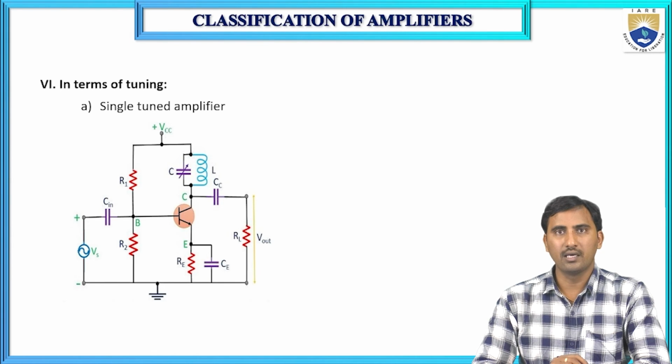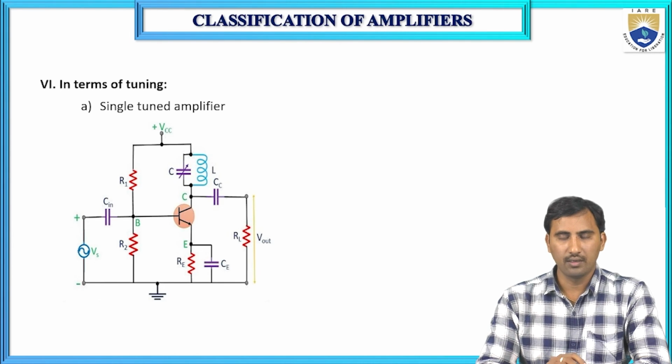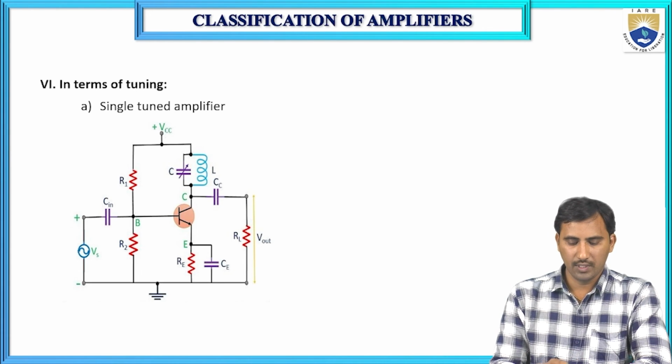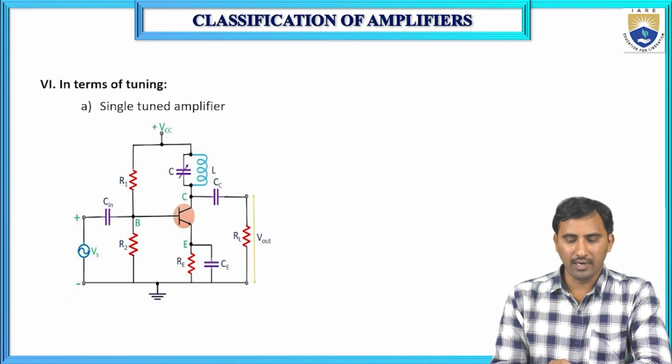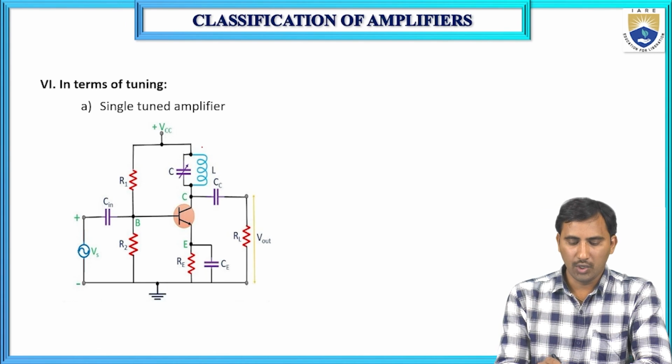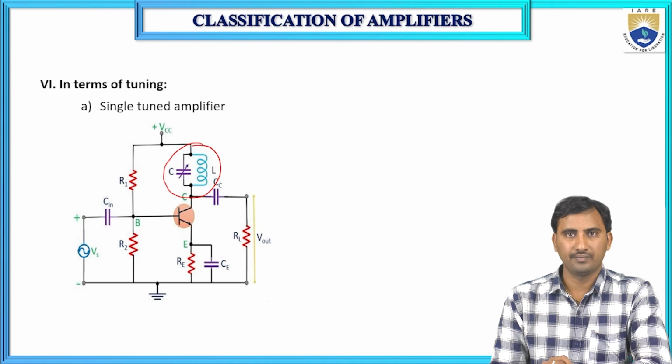And the last one is in terms of tuning. In terms of tuning, the amplifiers are classified into single-tuned amplifiers and double-tuned amplifiers. You can see the circuit diagram of the single-tuned amplifier here. It is similar to the single-stage CE amplifier, but the difference is that the load resistor RL or RC can be replaced with a tuned circuit. This is a tuned circuit. A tuned circuit is nothing but a parallel combination of an inductor and a capacitor.